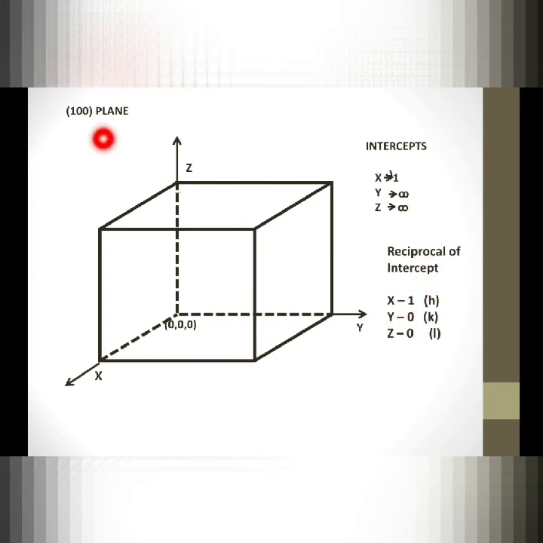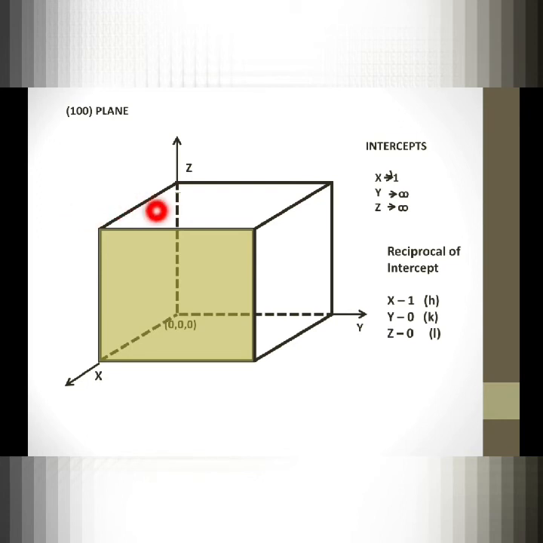The Miller indices of the plane are 1 0 0, and the plane which we get by taking those intercepts is parallel to the y-axis and parallel to the z-axis. This 1 0 0 plane is parallel to the y-axis and parallel to the z-axis. This is the 1 0 0 plane.